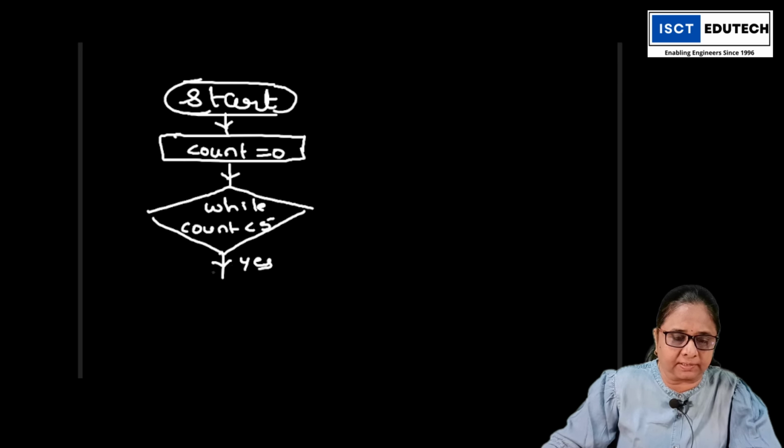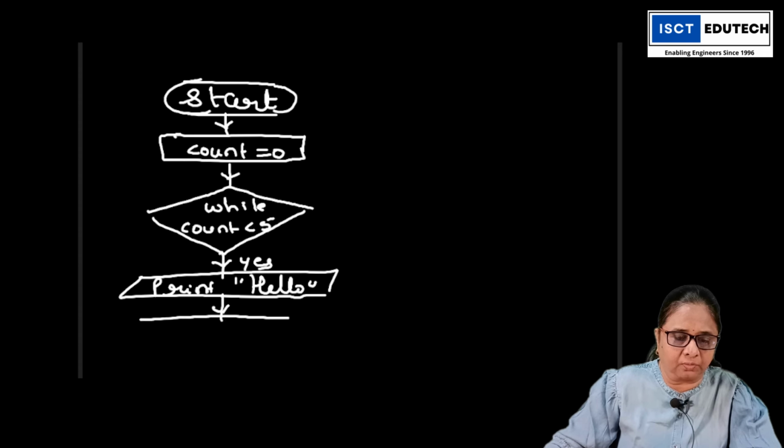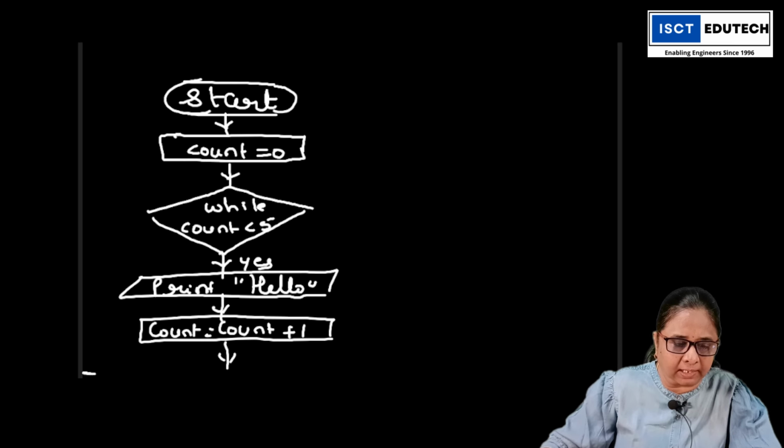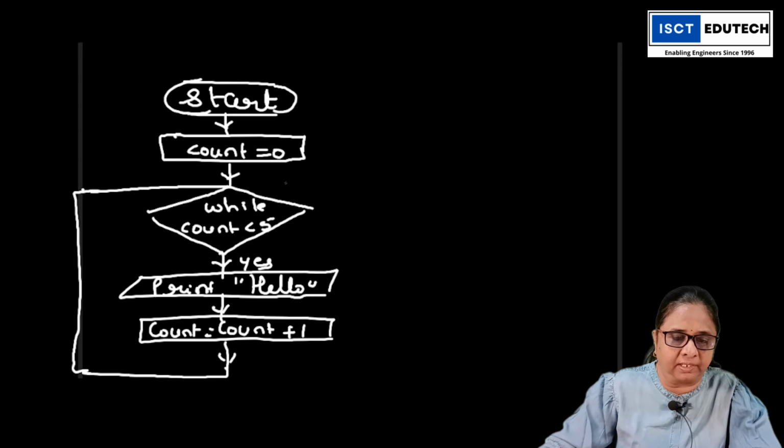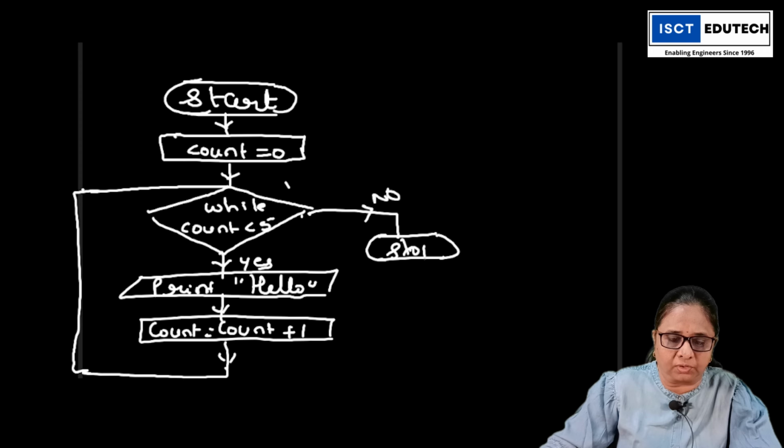If it is yes, the task to repeat is print hello. So print, double quotation, hello. Next, what should we do over here? Update the count variable. Count equals count plus 1, and take the line back to the while statement. You are not supposed to connect it wherever you want. It has to go back to the while statement. Now, if this is no, if the loop condition is false, it has to go to stop.